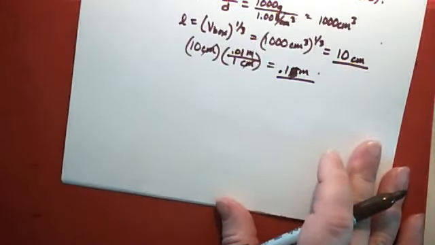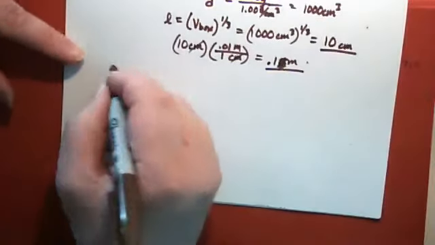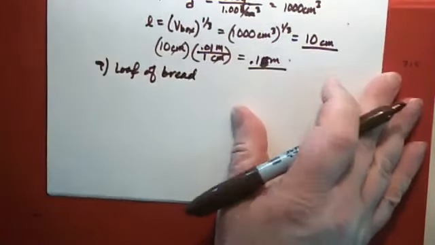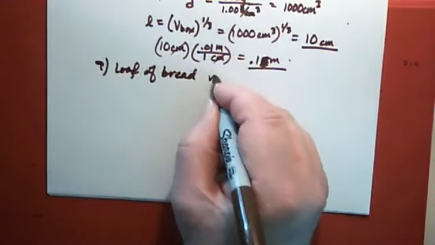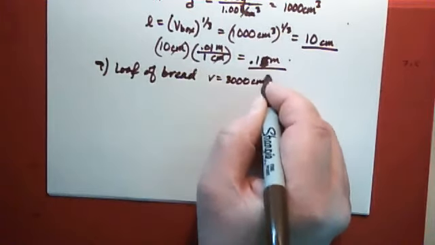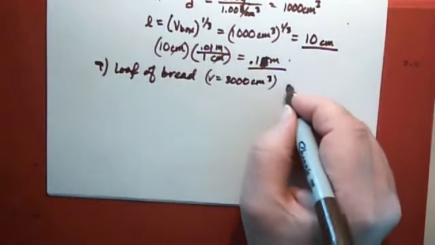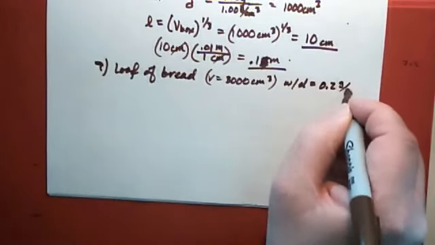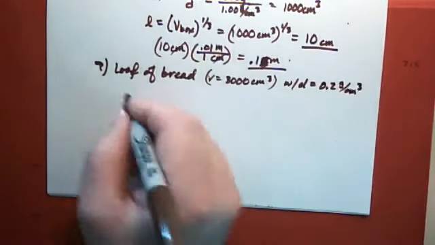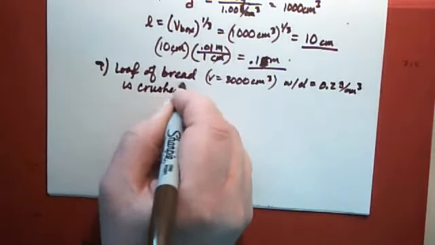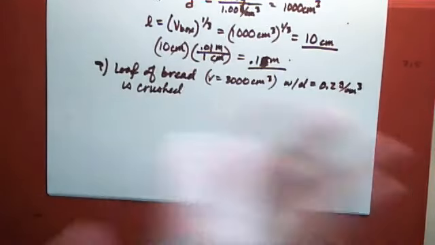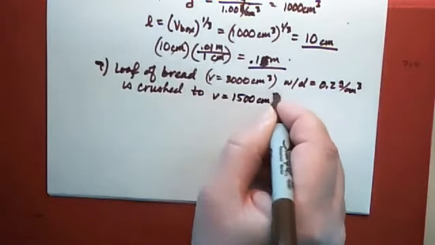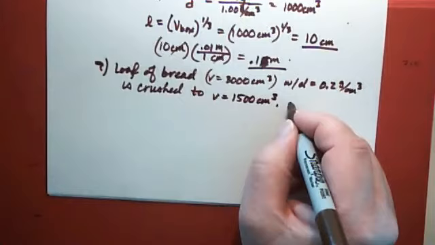Okay, let's see. Question 9 is about a loaf of bread with a volume of 3,000 cubic centimeters and a density of 0.2 grams per cubic centimeter, that is crushed in the bottom of a grocery bag, but that doesn't really matter, to a volume of 1,500 cubic centimeters. What is the density after crushing?